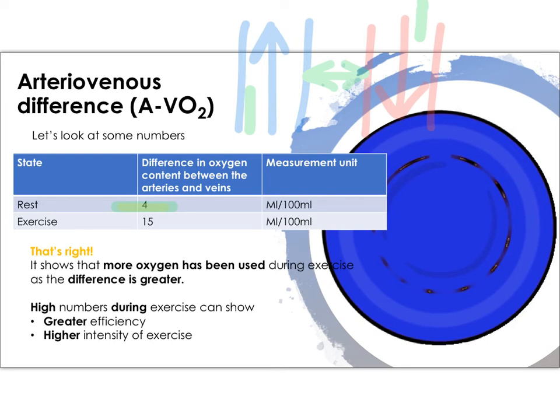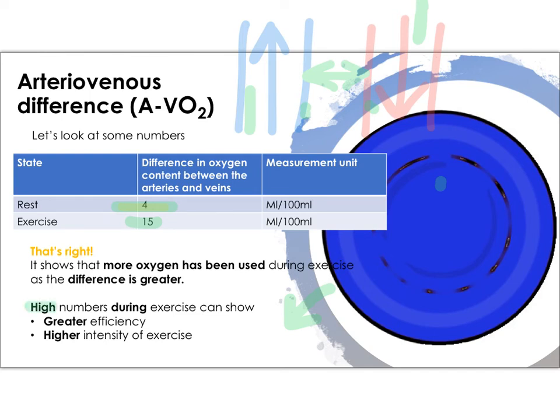If we start to exercise, this number can go up to 15, look, and that means that we've got the same amount of oxygen going in, but we've got less oxygen coming out. So the difference between the two is much greater. So there's a difference because we've used that oxygen in the muscle cells. So that is what the table is showing.